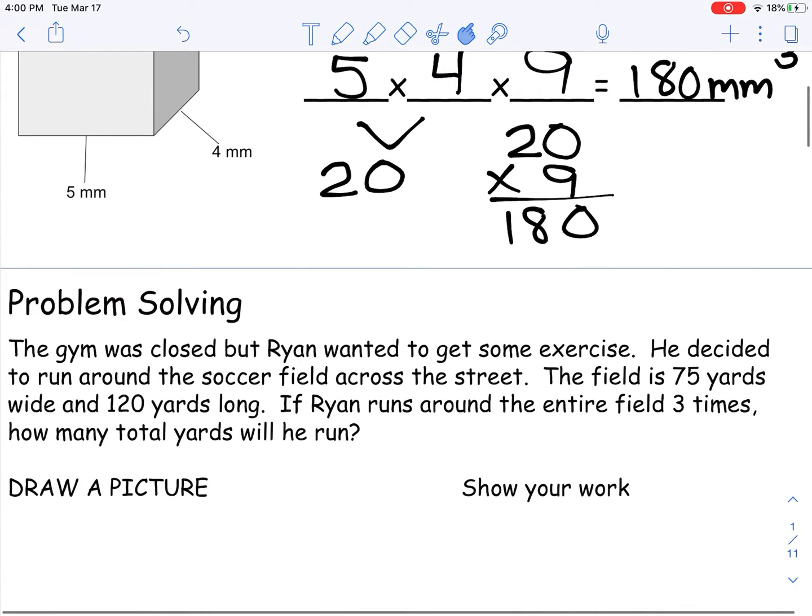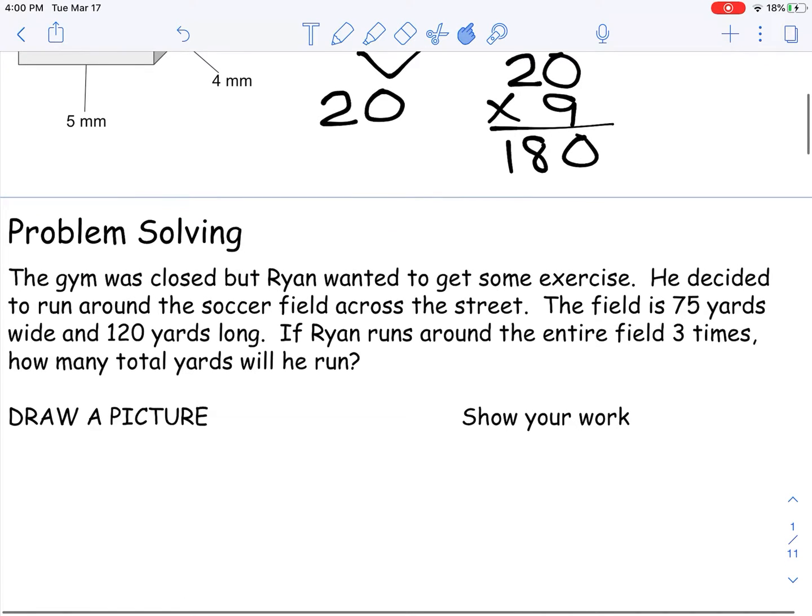Problem solving. The gym is closed, but Ryan wanted to get some exercise. He decided to run around the soccer field across the street. The field is 75 yards wide, 120 yards long. If Ryan runs around the entire field 3 times, how many total yards will he run? So this is a little different than what we've been doing with our area and perimeter problems because he is running around the field 3 times.